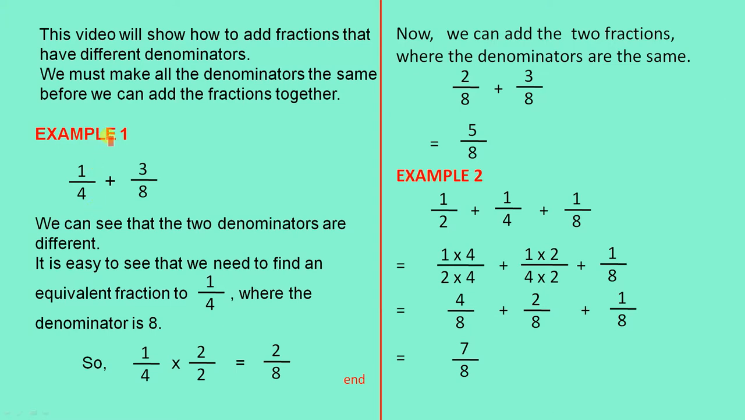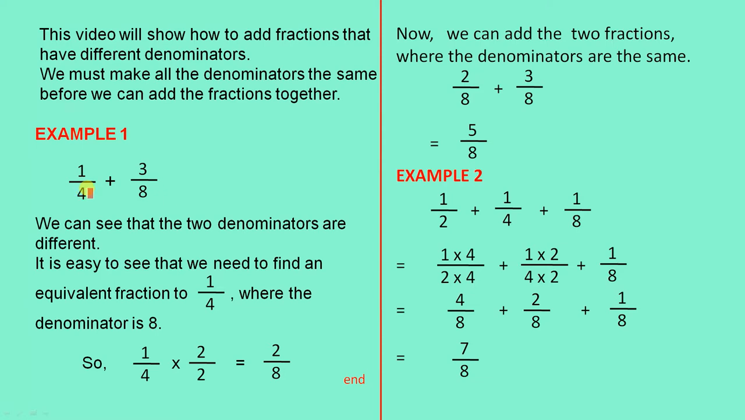So example 1. If we are asked to add a quarter plus 3 over 8, now the big difference here is that the two denominators are not equal. We can see that the two denominators are different. It is easy to see that we need to find an equivalent fraction to 1 over 4 where the denominator is 8. Basically what that's saying is we need to find another fraction here which is the same as a quarter. It has the same value, but where this denominator here is 8.